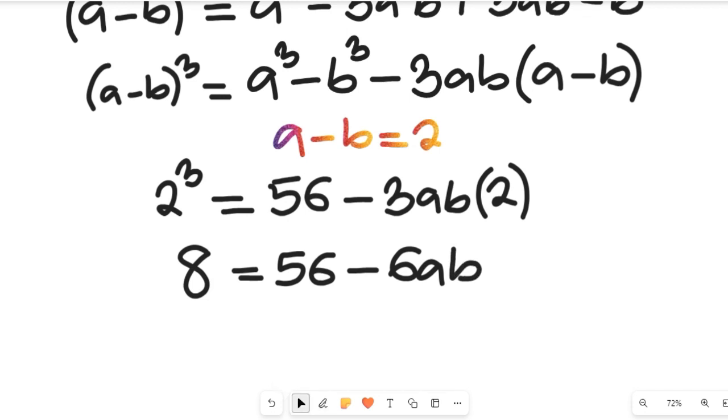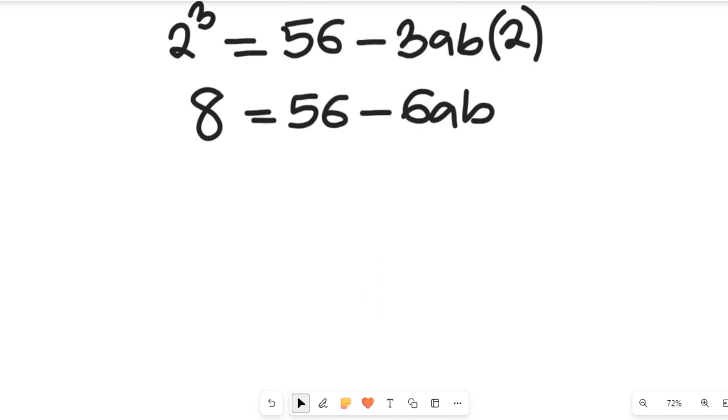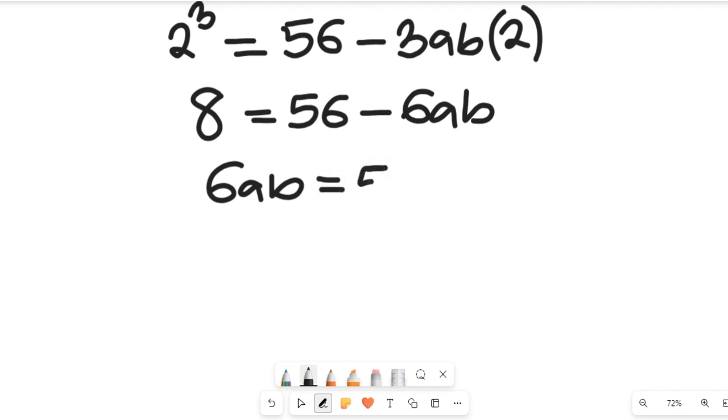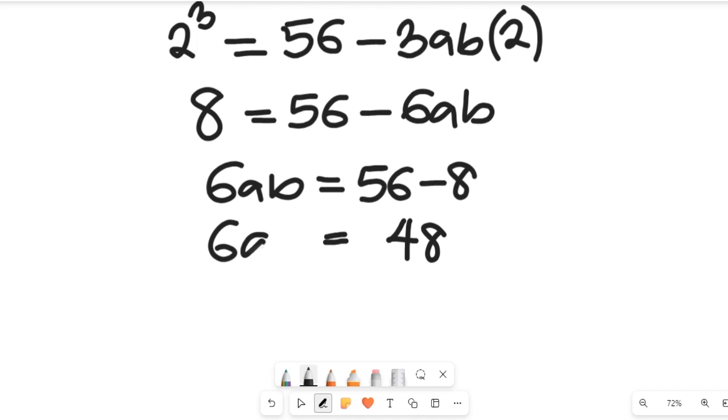From here we can find the value of ab. If we subtract ab from both sides, we're going to have 6ab equal to 56 minus 8. 56 minus 8 is going to give us 48. So 6ab will be equal to 48.